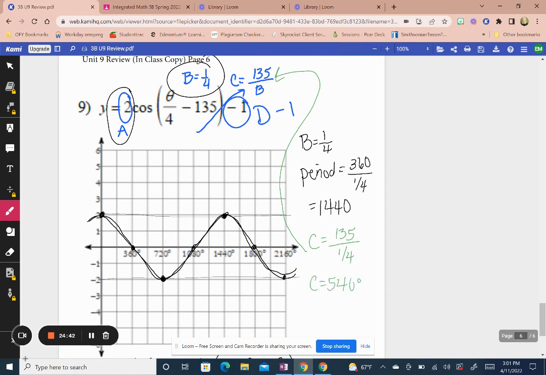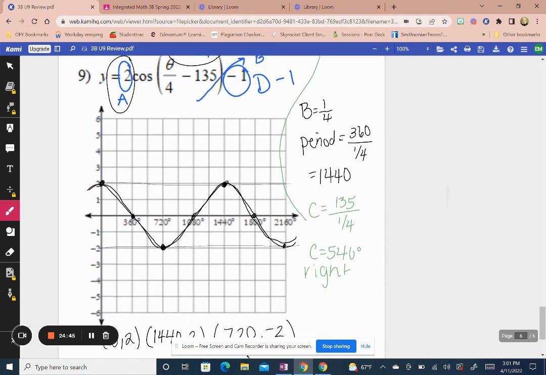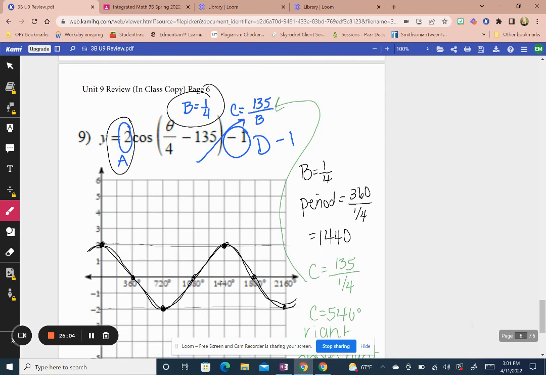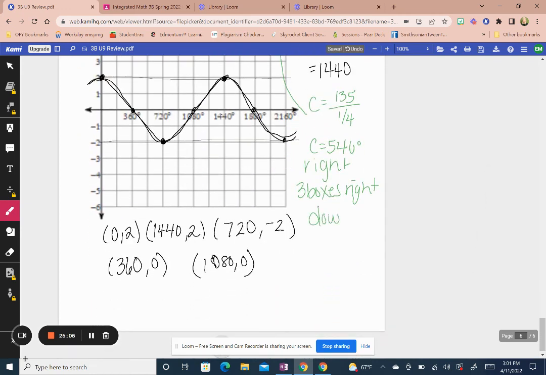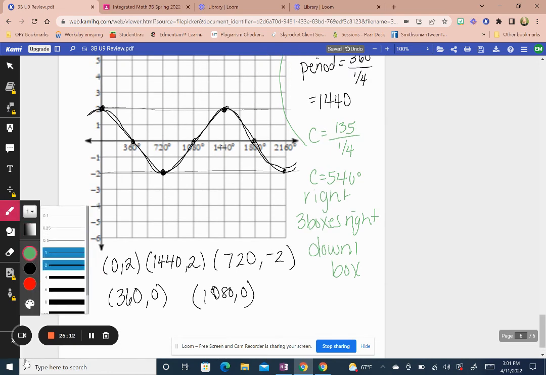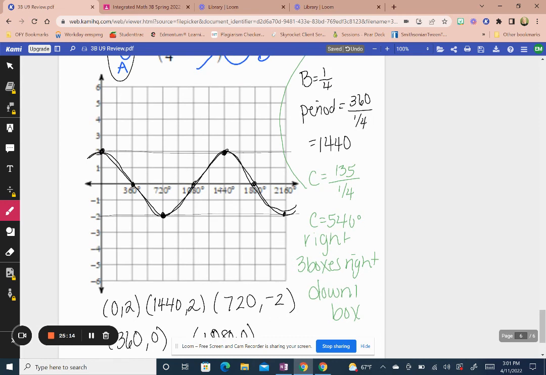Okay, this is a negative, so we're going to the right. You can see right here, this would be 180. We already have a label up here. This is 360. And right here would be 540. So we go 1, 2, 3 boxes to the right. And then up here, we have a -1, so down 1 box. So we take this, go to the right 3, 1, 2, 3, down 1.